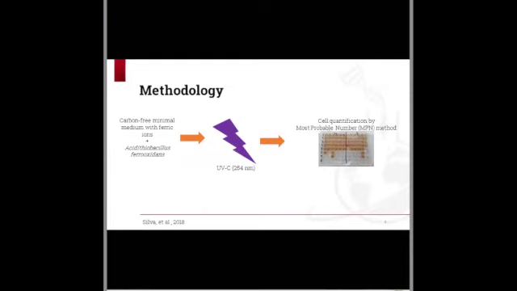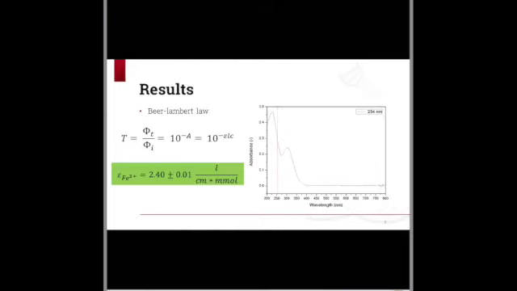The methodology we use to do this: we use Acidithiobacillus ferrooxidans in a carbon-free minimal medium with different concentrations of iron to grow. We expose these cultures to different doses of UVC in the 254 nanometer band. To quantify the concentration of cells that survive, we use the most probable number method.